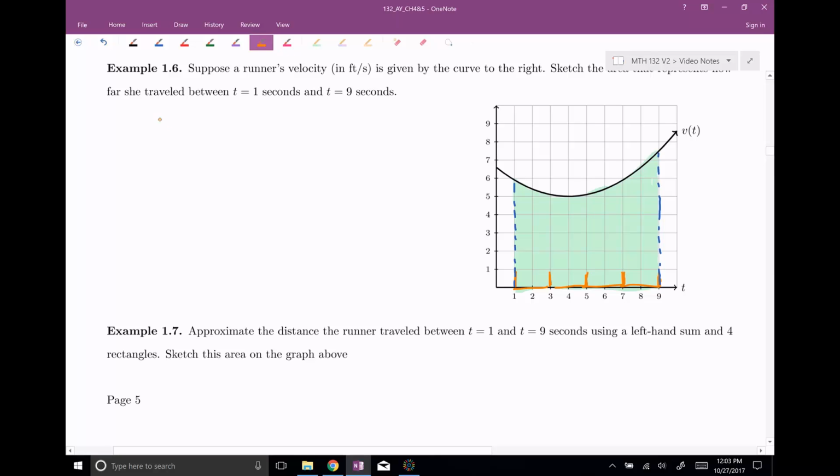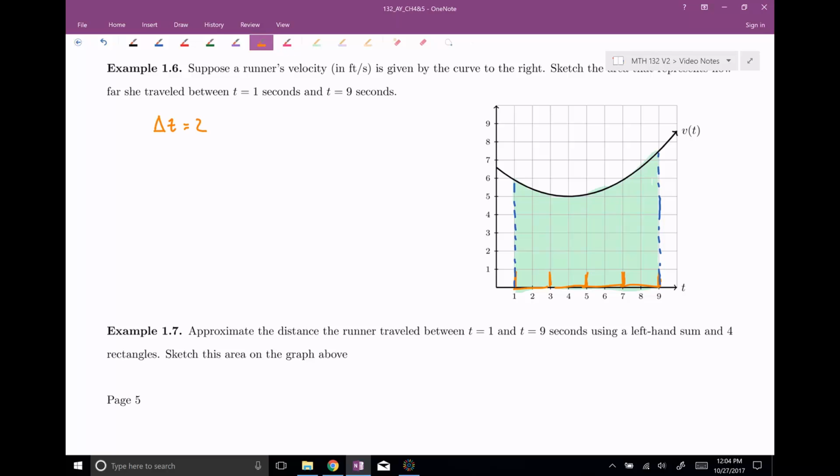So if you'd like to, you can say that delta x, or delta t really more accurately here since this is t value, so delta t is equal to 2. So that's the width of each one of these rectangles. And then we need to choose heights, and in this case we're going to use a left-hand sum.